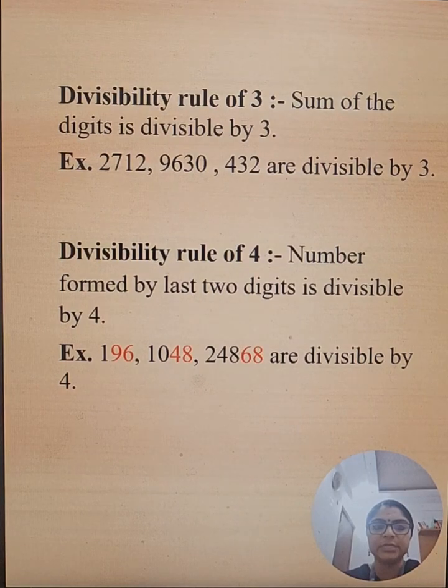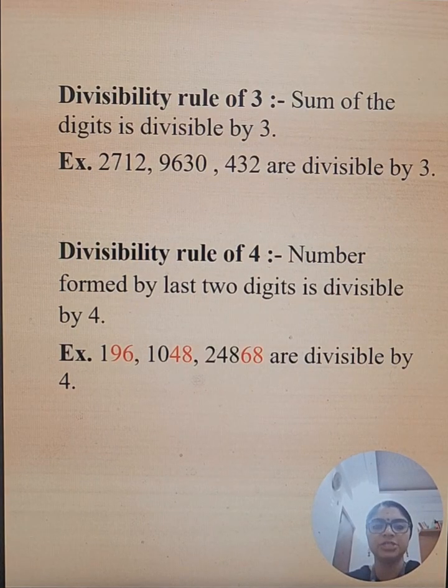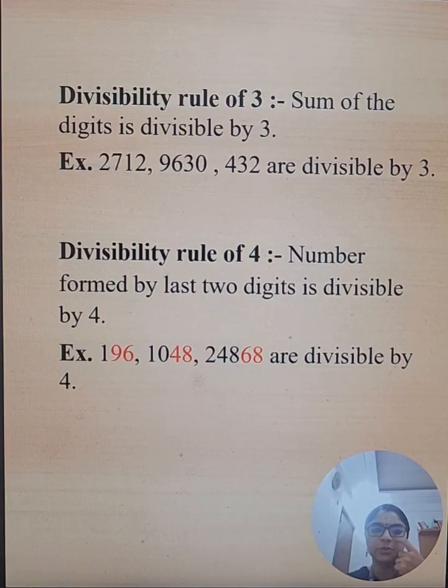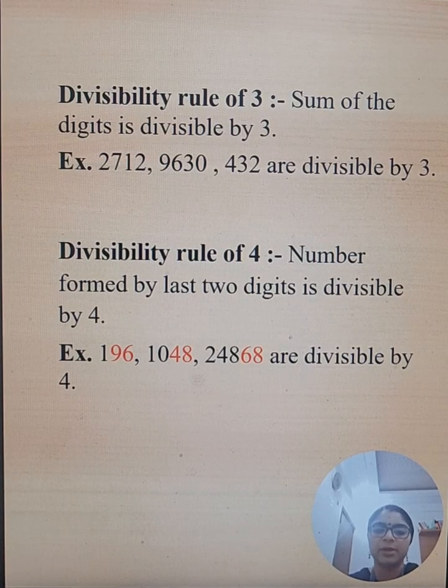Now we are going to see the divisibility rule of 3. How will you check a number is divisible by 3? There is a rule: the sum of the digits is divisible by 3. Suppose any number is given to you, you have to add the digits of the number, then you will get one sum. If that sum is a multiple of 3, or divisible by 3, then we can conclude the given number is divisible by 3.